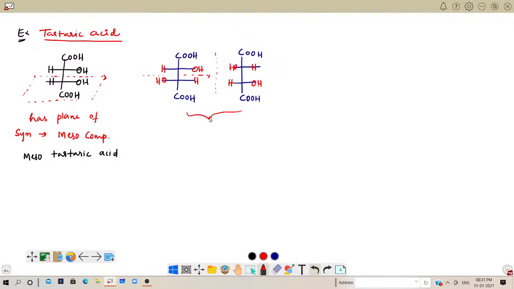So if you see it, these two have no plane of symmetry. No plane of symmetry. Therefore, they are active. This is an inactive compound. Inactive.